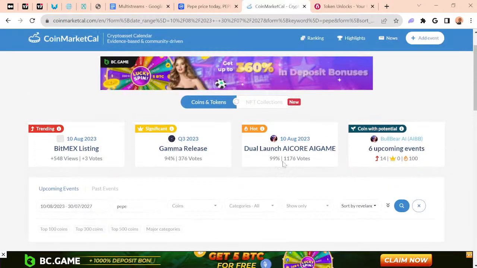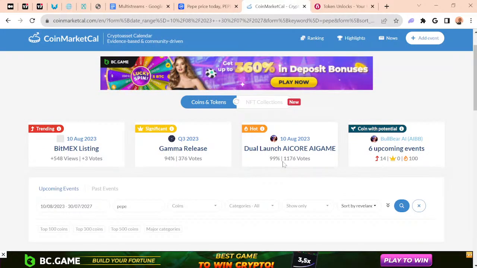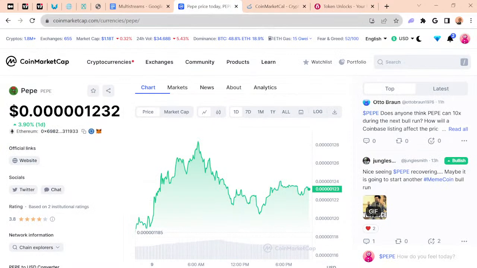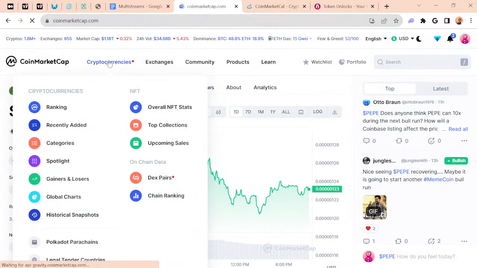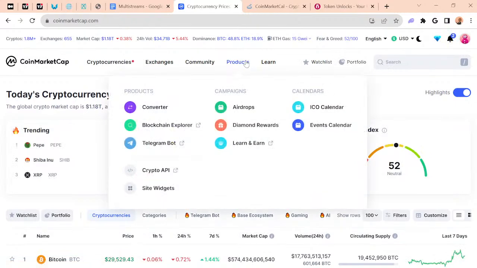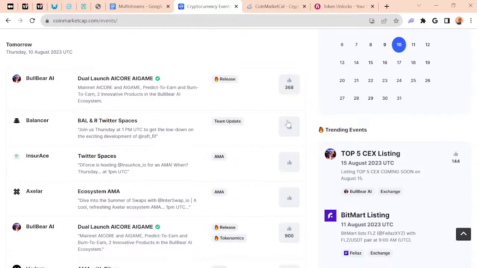Okay, so obviously there are no events. There's no event on Pep. So I think they have a calendar aspect also. They have kind of a calendar. Where is it? Events. Let me check. Converter. Okay, event calendar. Let me check this also.